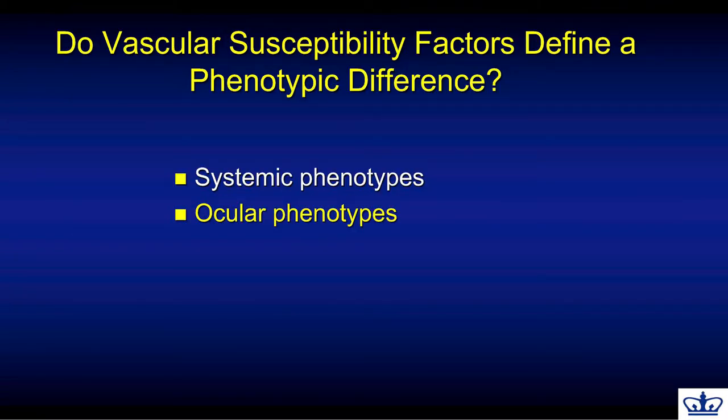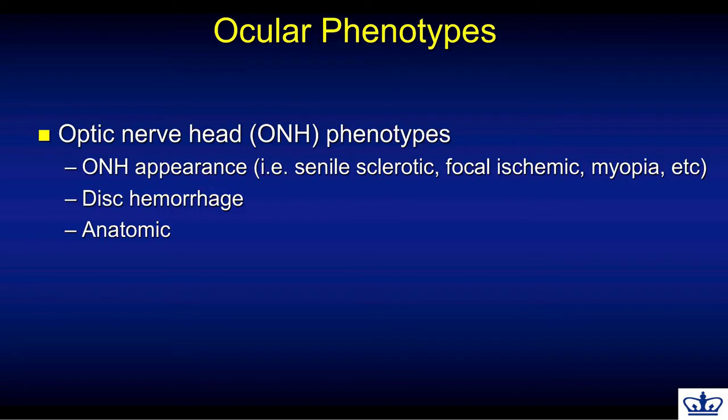So do these vascular susceptibility factors define phenotypic differences? Now, phenotypic differences can be both systemic and ocular. I'd like to address the ocular phenotypes first. Of course, the ocular phenotypes are familiar to us.